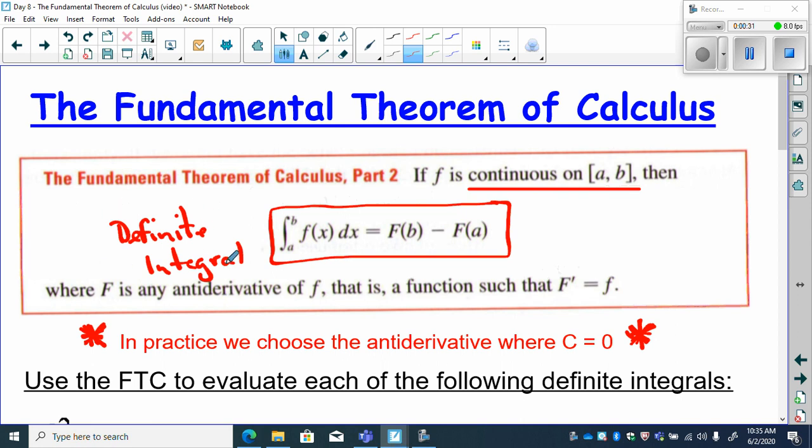And a definite integral can be used to calculate the area under a curve. That's what a definite integral finds. It finds the area under a curve. So essentially this will be a shortcut for what we were doing yesterday, or in the previous two videos, where we were calculating the area under a curve using an infinite Riemann sum.